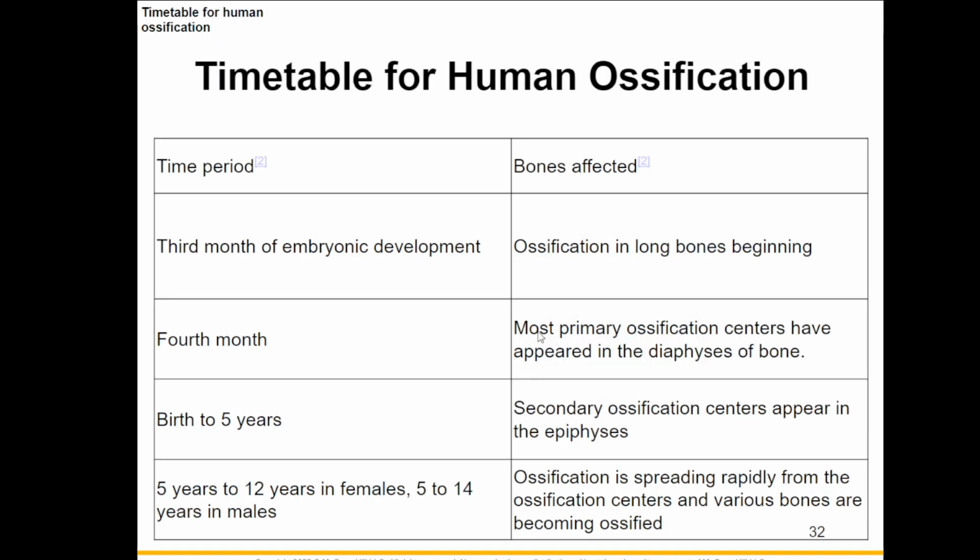So we have a different timetable for human ossification. In the 3rd month of pregnancy, the ossification in the long bones already begins. On the 4th month, the primary ossification at the diaphysis of the long bone is already formed. From birth up to 5 years, the secondary ossification will start to appear. And then from 5 years old until puberty, 12 years old in females and 14 in males, there is rapid ossification or rapid growth of these ossification centers. So that's why you grow taller, right? That is what is called the growth spurt.